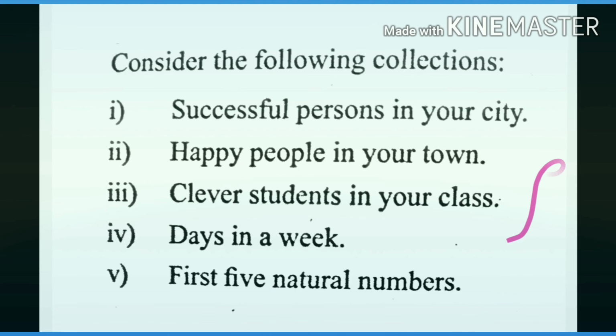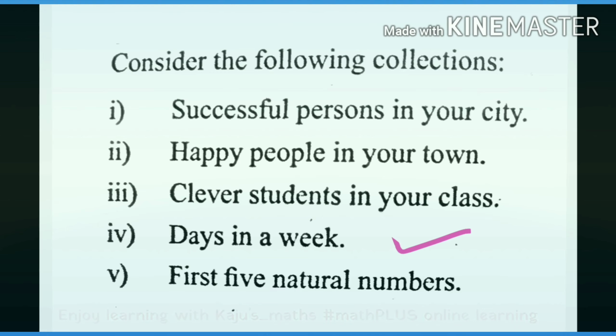Okay, if you observe all these collections one by one, you can say that in the first 3 examples, there are collections of some people or students which are not well defined. Like here, collection of successful persons. But these persons are not well defined, whether they are males or females or which age groups. So here the object is not well defined. In the second example also, happy people or clever students, these are collections but they are not well defined. So we cannot include them in a set.